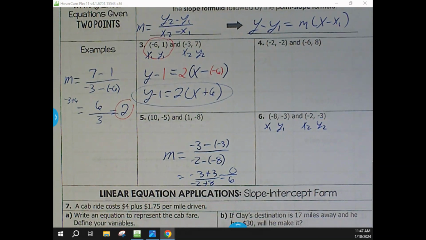Okay, now if you're not really sure on the answers, what do you do to make sure you got the correct answer for slope? What do you say we want to do if you're not sure?